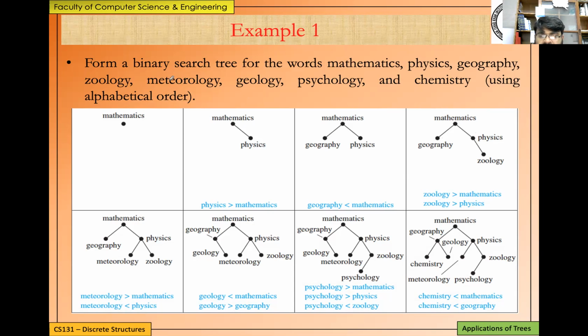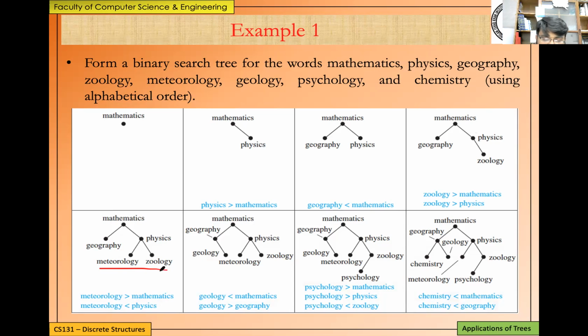Then the next thing that we observe is meteorology. Now this is my current tree, and from this tree, meteorology is larger than mathematics, since ME is larger than MA. Since this is larger than mathematics, we move in here. However, it is less than physics, and physics does not have a left child, so it will be inserted as a left child of physics. And this is exactly what is done for meteorology.